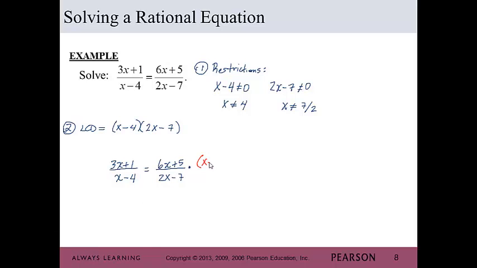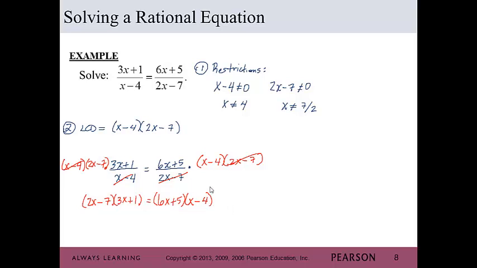So this is going to be multiplied by x minus 4 times 2x minus 7. And this is going to be multiplied by x minus 4 times 2x minus 7. Now the x minus 4's cancel out, but we still have 2x minus 7 times 3x plus 1 equals, now the 2x minus 7's cancel out, and we have 6x plus 5 times x minus 4.